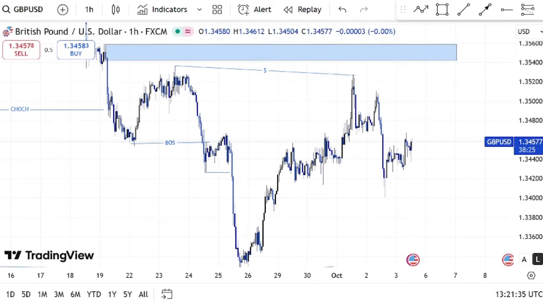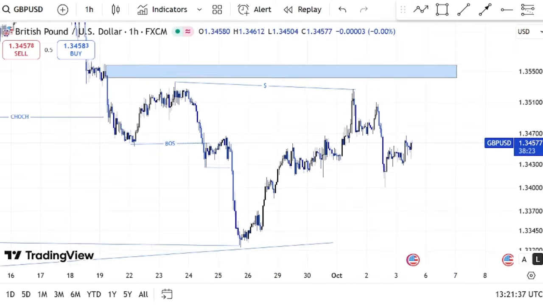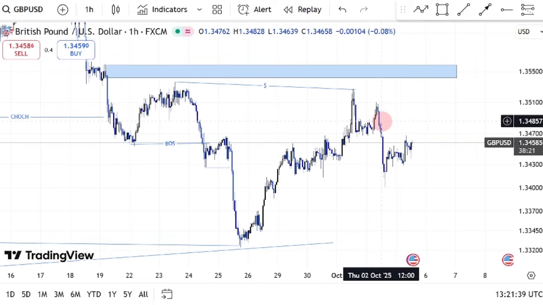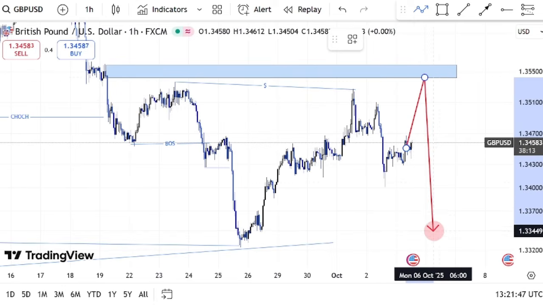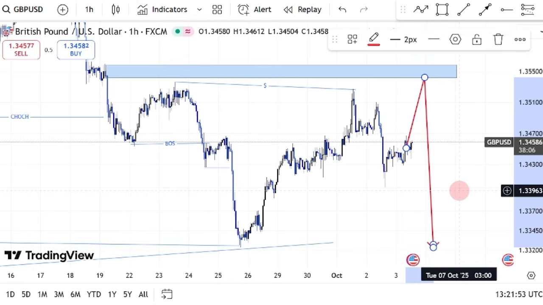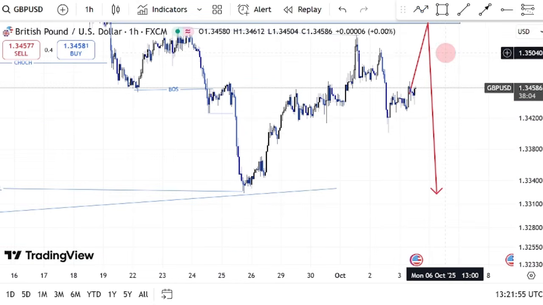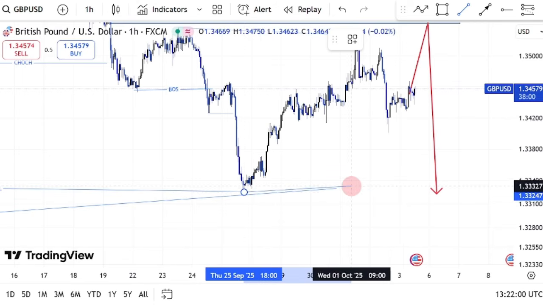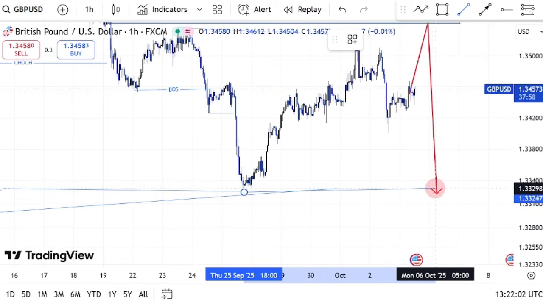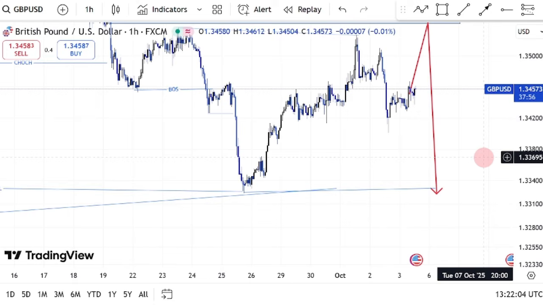So for next week, or for this setup, what do we want to see? We want to see price pull back into this zone, and where is our first target? Your first target should always be the most recent low or high. So this is what you have. You want to see price come back towards this low. So that's our first target.